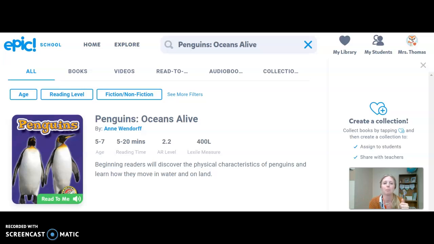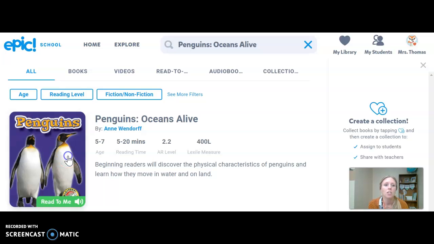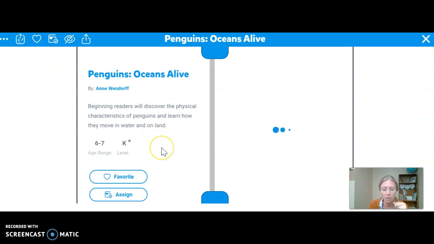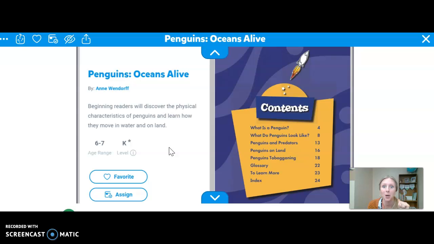If we think, was this story mostly about how penguins eat? Might be. Where are the details? Where's that text evidence in the story that shows that it's all about how penguins eat? So today, you guys are going to reread Penguins Oceans Alive. You are going to log into Epic and read through this story, and we're going to see if we can figure out the main topic of this book.